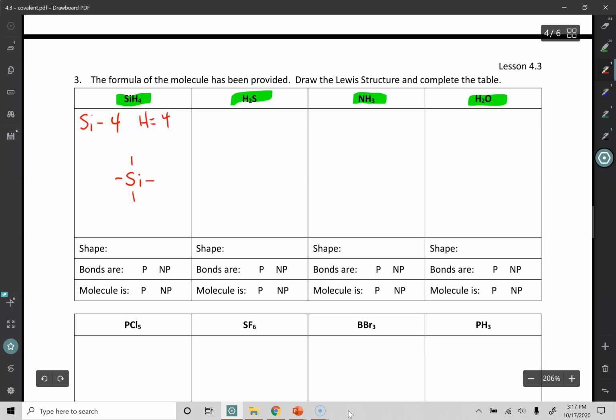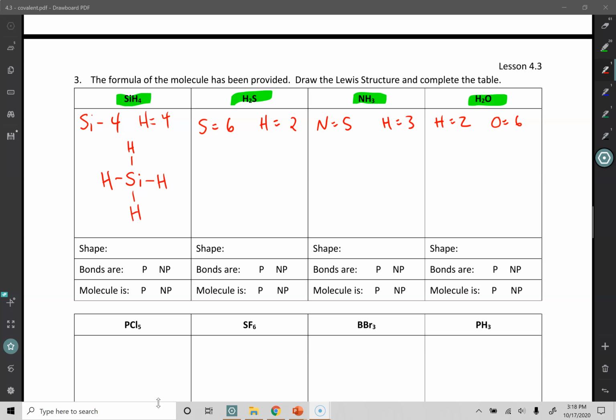I know silicon has to form 4 bonds to complete its octet, so I'm going to just draw 4 dashes to represent those bonds. And conveniently enough, I have 4 hydrogens to fill. That's it. So try to take on H2S, NH3, and H2O on your own. Pause the video, try them out, and then we'll check them together.